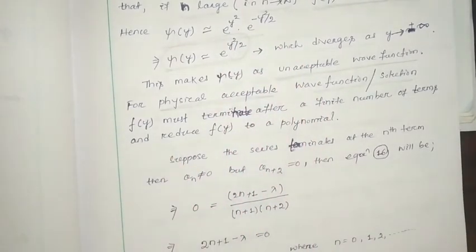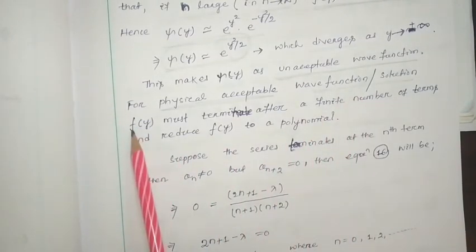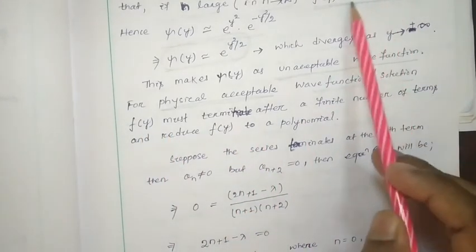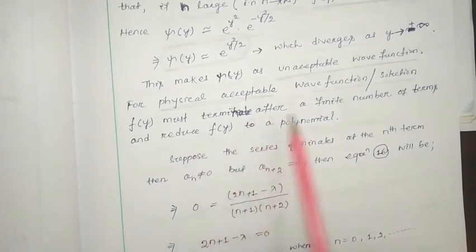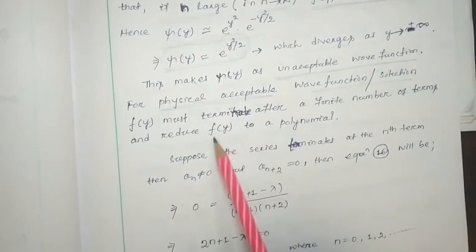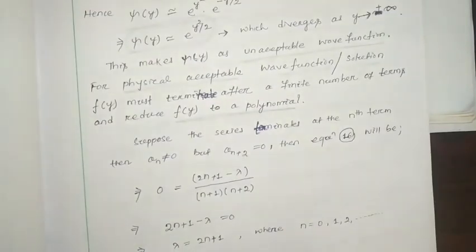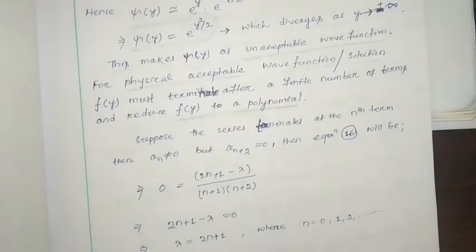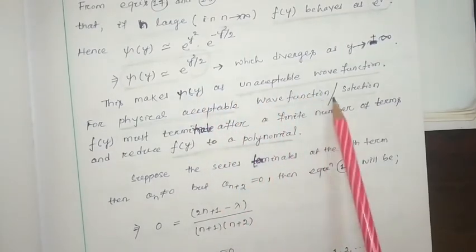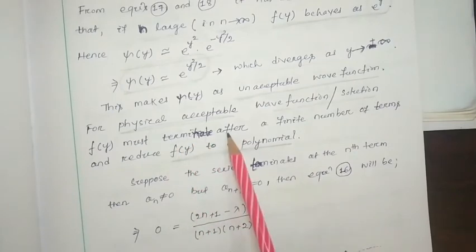So that f(y) must terminate. That f(y) is this one. f(y) must terminate after a finite number of terms and reduce f(y) to a polynomial. Okay. So what we found for the acceptable solution, f(y) should have to terminate after a finite number of terms.